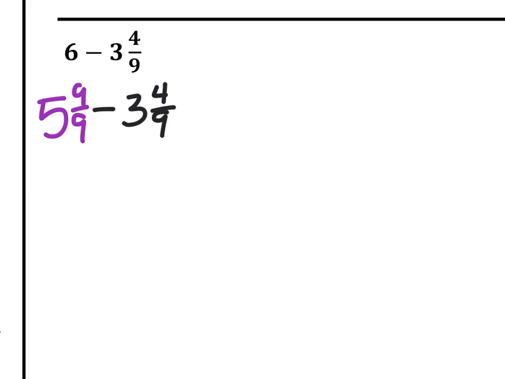So if you're like, I don't even know what just happened right there, then you need the first method. You have to have at least the first method down, right? 6 minus 3 and 4/9.